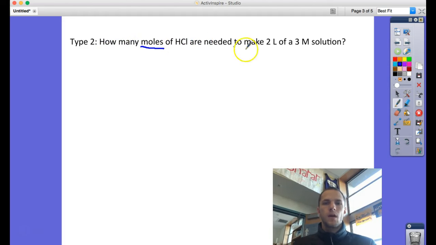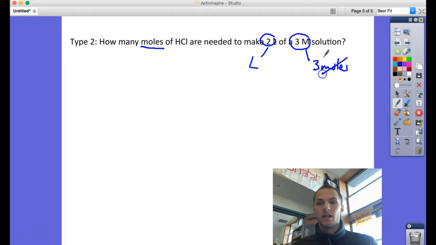Okay? And I'm given 2 liters, and I'm given 3M. Oh, okay, so 3 capital M. That does not mean 3 moles. That's not what that means. What this means, remember, is that capital M is the number of moles per liter. So I can rewrite this as 3 moles per 1 liter.